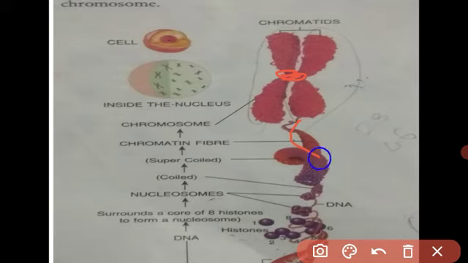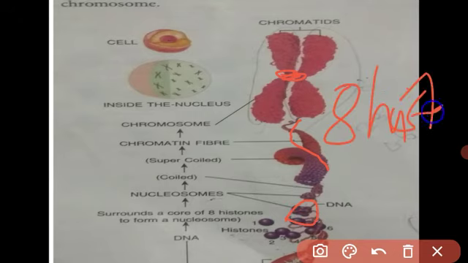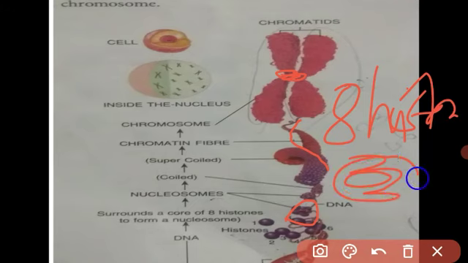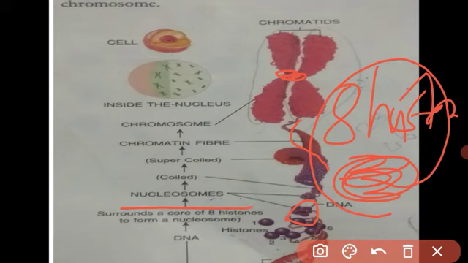When we open the thread, each thread contains millions and millions of nucleosomes. Nucleosomes mean what? Nucleosomes mean the structure which contains 8 histones, 8 histones that wrap the DNA thread. This structure together is called the nucleosome.